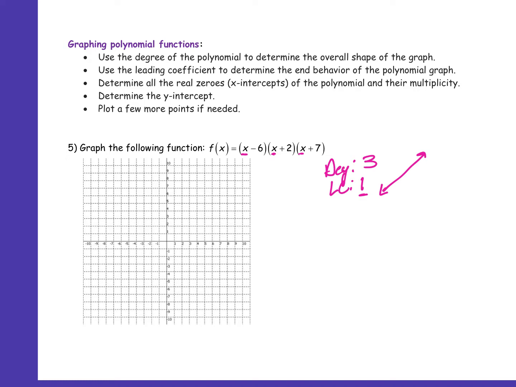Okay. Then it says find the 0. So I want to find my x-intercepts. So basically everything we just found on the warm-up, we want to find to graph this. Okay. So my x-intercepts are going to be, what's going to make this 0? That would be 6, -2, and -7. And then my y-intercept, oh, I have a feeling it's going to be big.